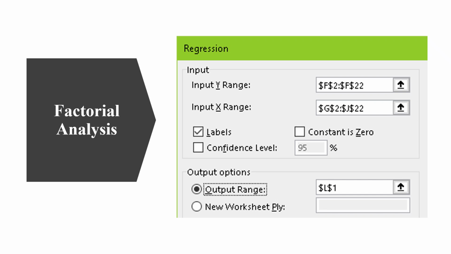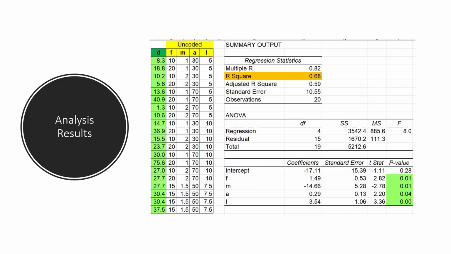In sheet Factorial, we use Excel data analysis regression. Input Y range are the outputs D. Input X range are the input factors. The R-square value of 0.68 indicates that this linear mathematical model only explains 68% of the variation. On the other hand, the p-values of the 4 factors below 0.05 indicate that they all have a significant effect on the distance d.